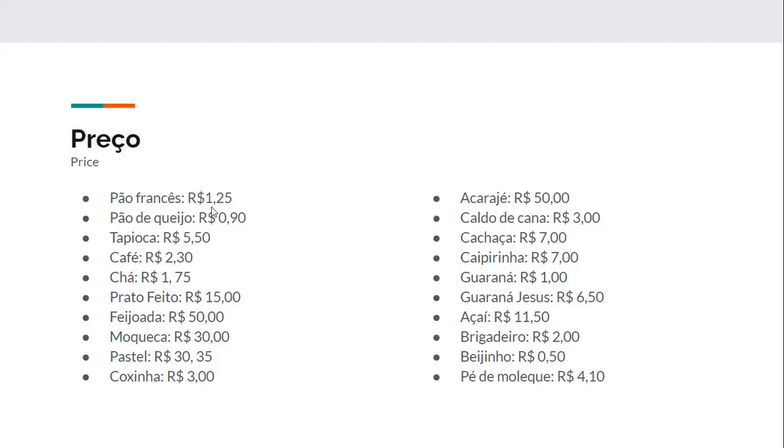So here we have first real e 25 centavos, 90 centavos, 5 reais e 50 centavos, 2 reais e 30 centavos, real e 75 centavos, 15 reais, 50 reais, 30 reais, 30 reais e 35 centavos, so here reais and here centavos, 3 reais, 50 reais, 3 reais, 7 reais, real, 6 reais e 50 centavos, 11 reais e 50 centavos, 2 reais, here 50 centavos, 4 reais e 10 centavos.